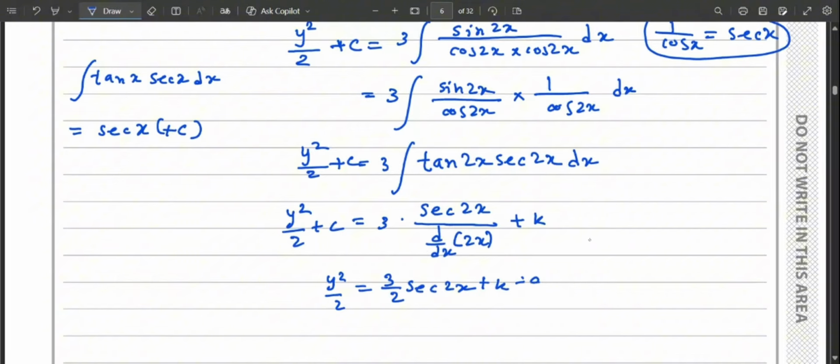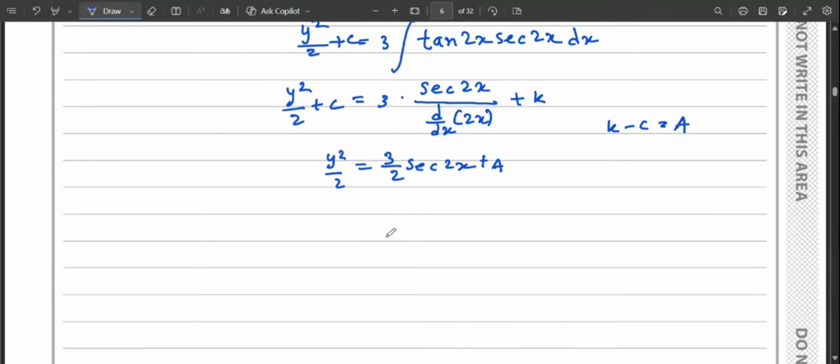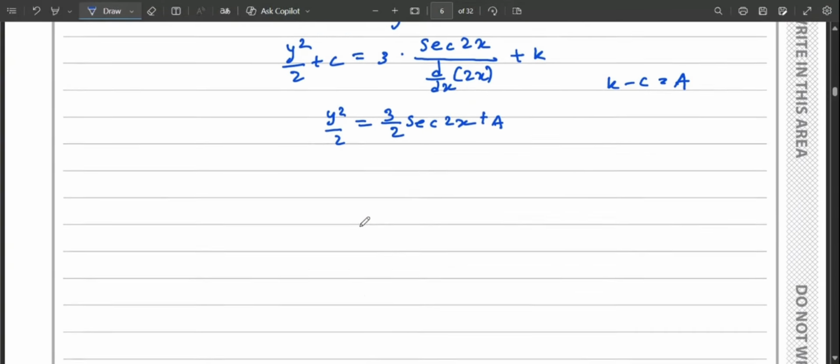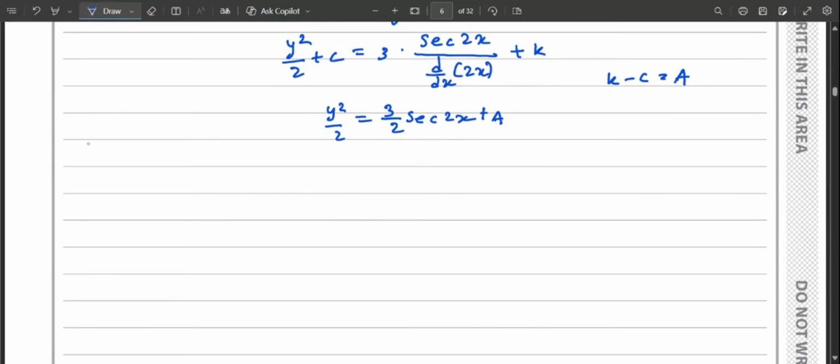c. We can write this k minus c as a new constant, just to simplify things a bit. So this gives us y square divided by 2 equals 3 by 2 sec 2x plus a. At this stage, we can see that we are almost there. We can almost see our answer.